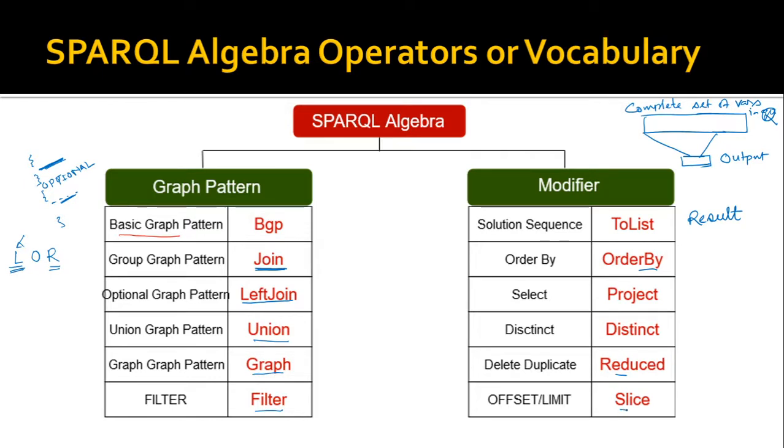There is another operator called slice, which basically represents the offset and the limit, or the combination of them. So these are the kind of operators that we are going to use to describe the algebraic form of a query.